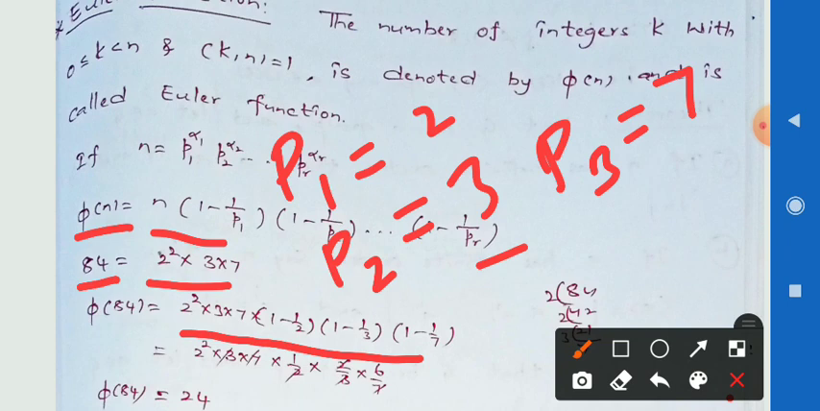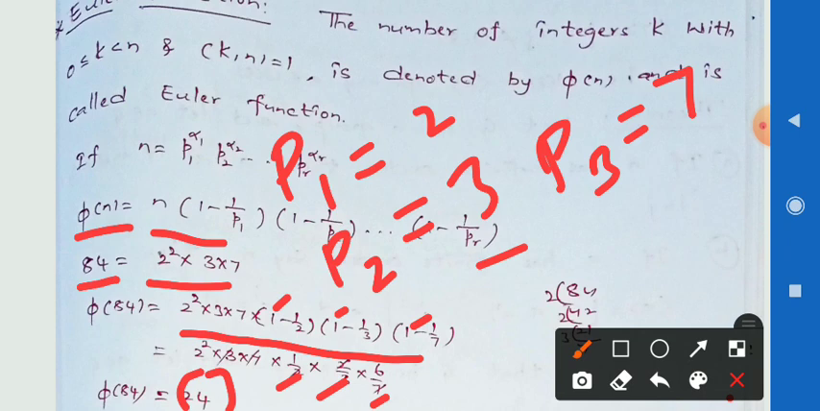2 square into 3 into 7 into 1 minus 1 by 2, 1 minus 1 by 3, 1 minus 1 by 7. By subtracting we get 2 square into 2 power 2 square into 3 into 7. Here 1 minus 1 by 2 value we get 1 by 2, 1 minus 1 by 3 value we get 2 by 3, 1 minus 1 by 7 value we get 6 by 7. Simply cancelling, we get phi of 84 is equal to 24.